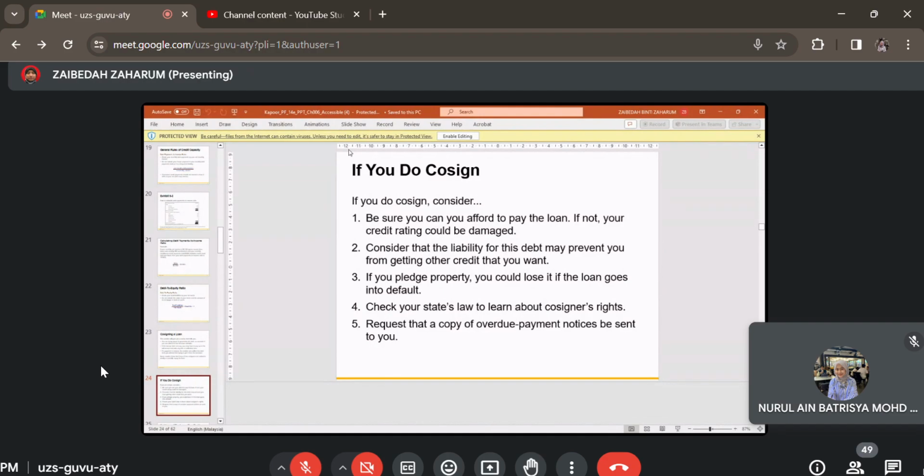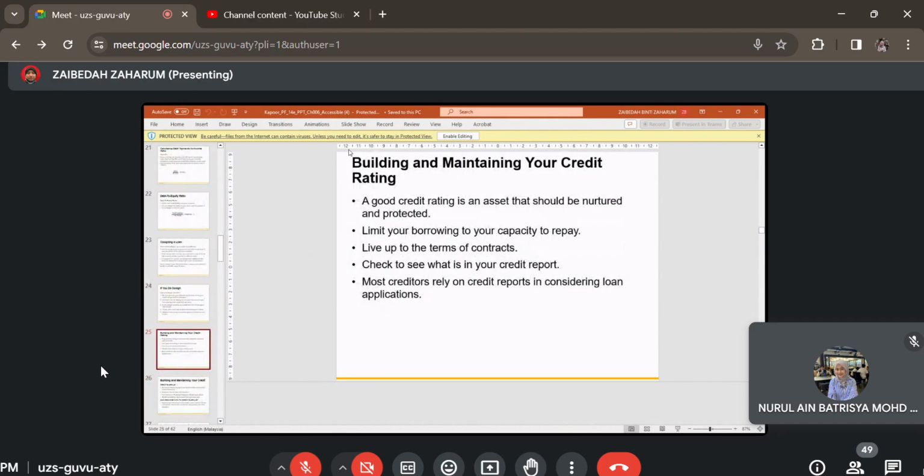Okay, and then check your state law to learn about consignor right. Kita tahu itulah sebelum you menjadi consign tadi. And then request that the copy of overdue payment notice be sent to you. Okay, how we want to build and maintain our credit rating.